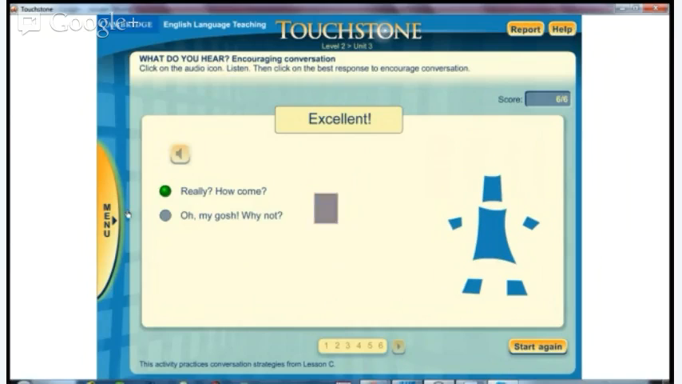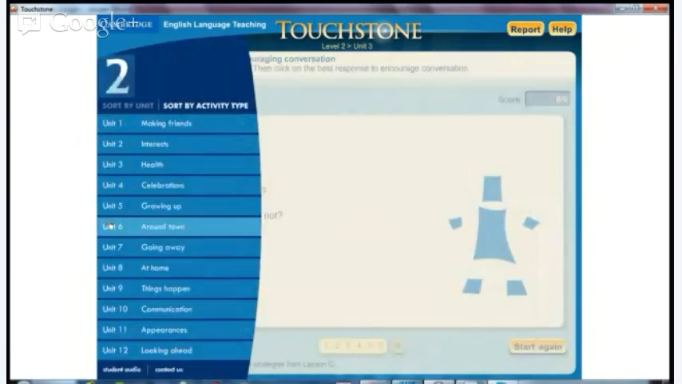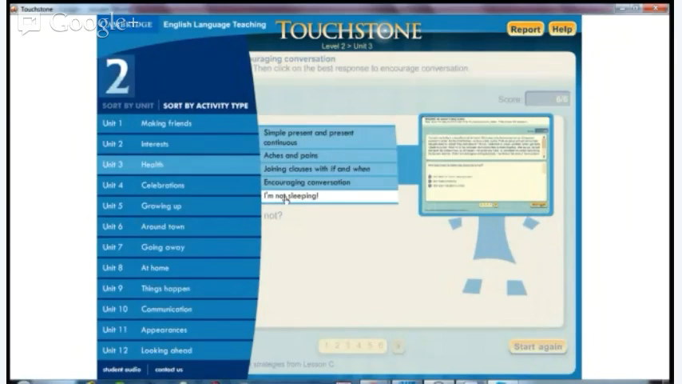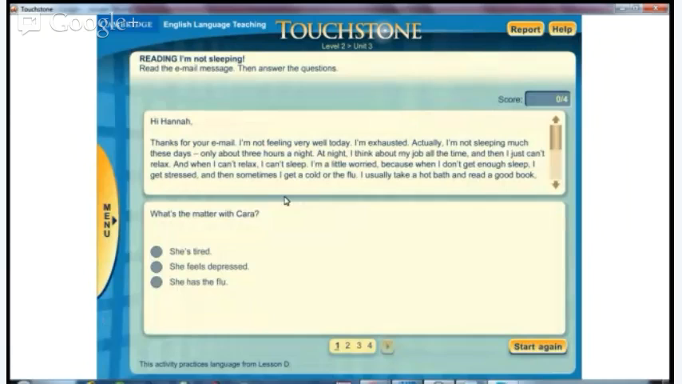So you see, the idea with encouraging people, encouraging conversations, is to ask open questions like why, how come, when, etc. Let me see if I can get another exercise here. Okay.